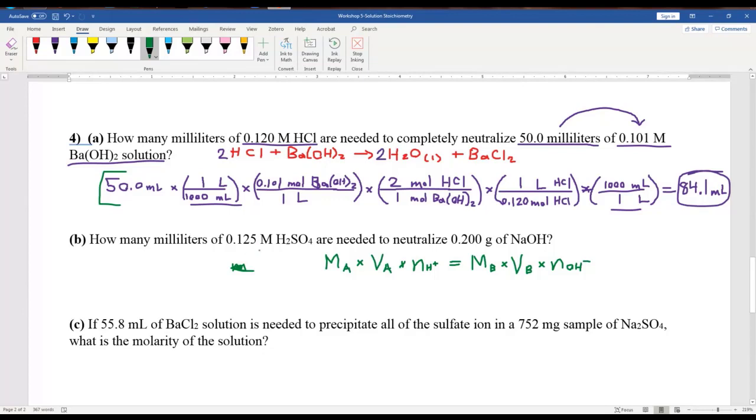For example, in a case like B, I do have an acid and I do have a base, and so it is acid-base neutralization. But I could not use the titration equation here because the base is in the form of a solid. It's not actually a solution, and therefore the molarity and the volume wouldn't actually work. Does that make sense? Yeah, that makes a lot of sense, actually.